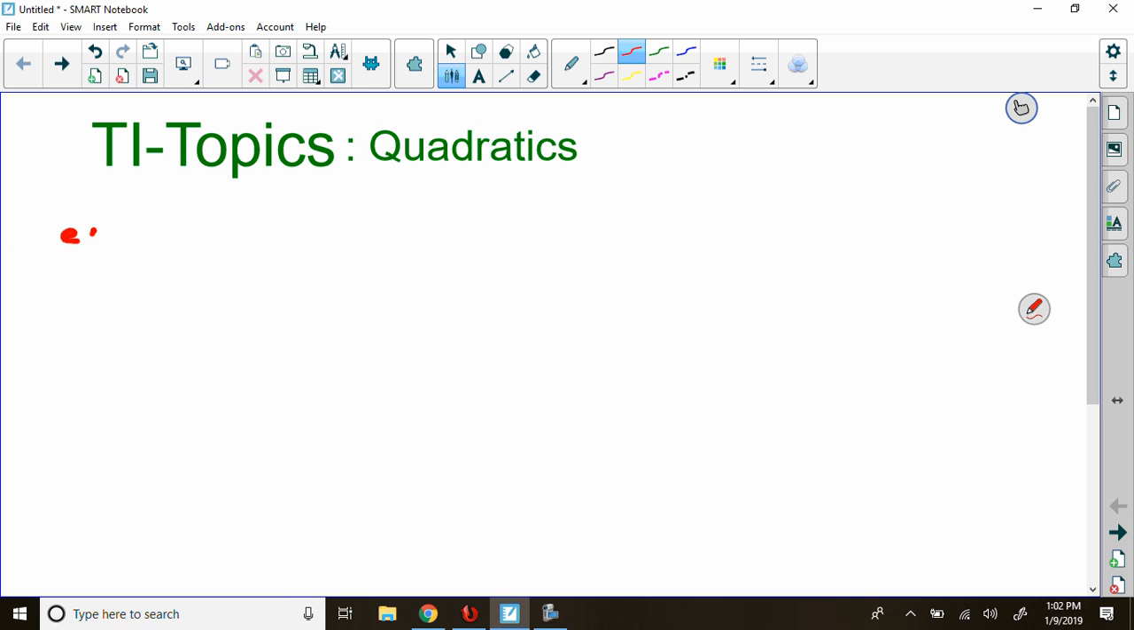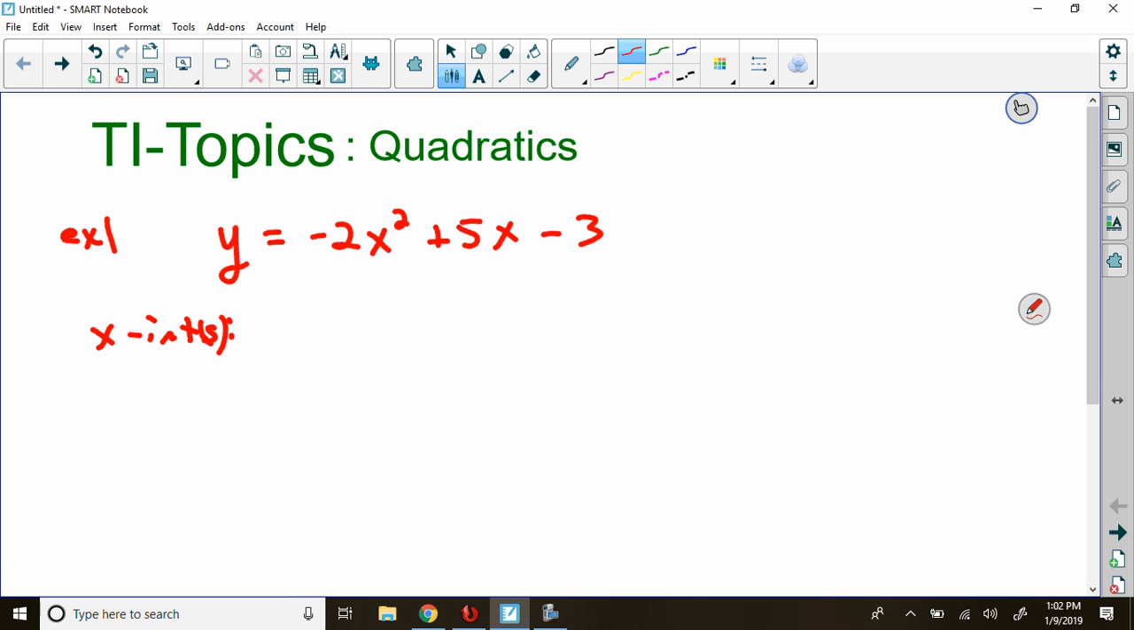So our first example, we're going to look at a standard form quadratic function, something like negative 2x squared plus 5x minus 3. Three big things I'm going to be asking you for on these: the x-intercept, maybe there aren't any x-intercepts, maybe there's 2, who knows; the y-intercept; and the vertex.